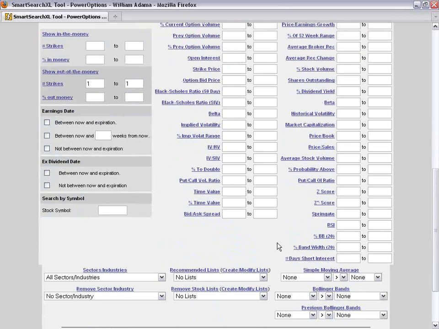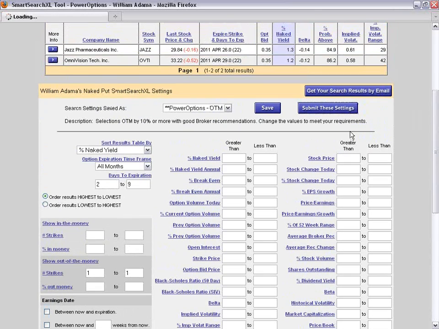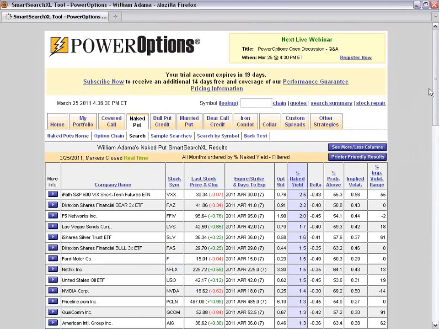And I'm going to scroll down to the bottom and make sure I have no list selected to begin. And that's all we're going to screen for. So let's go ahead and hit submit. Let's see our total number of weekly options that will expire next Friday.